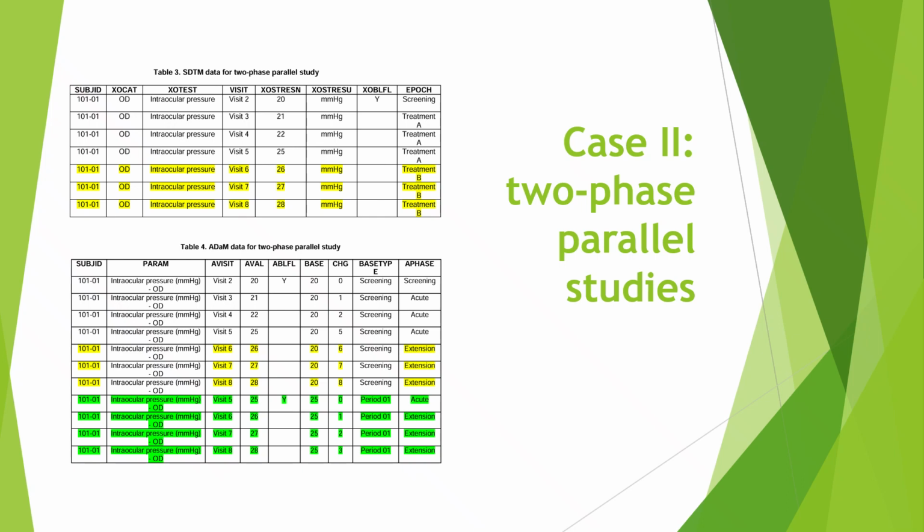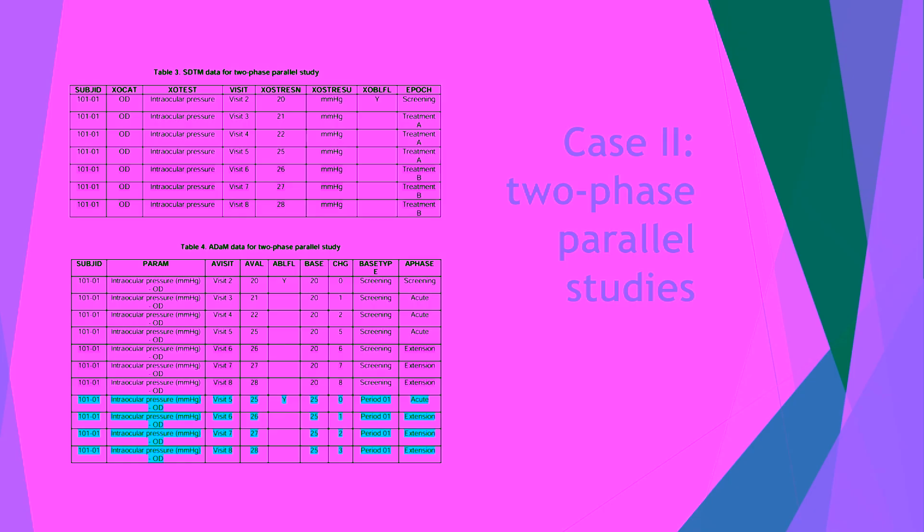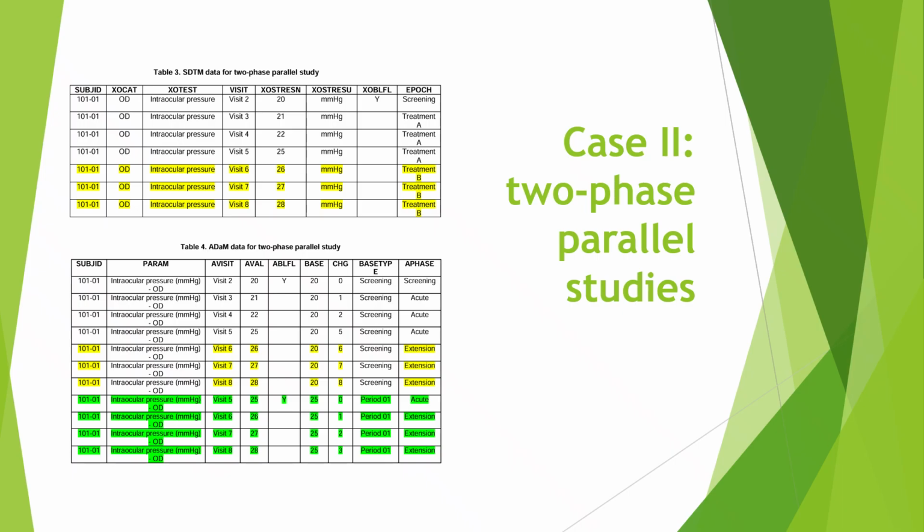So right now I'm showing you Table 4, which is the ADaM dataset resulting from the above shown SDTM dataset. This table is one of the possible implementations. In this table, rows highlighted in green are the newly created records. In this example, there are two sets of records which can be distinguished by base type. The first set of records has base type equal to screening, and the second set of records has base type equal to period 01. The first set of records uses the baseline from the screening period, while the second set of records uses the baseline from period 1, that is from visit 5.